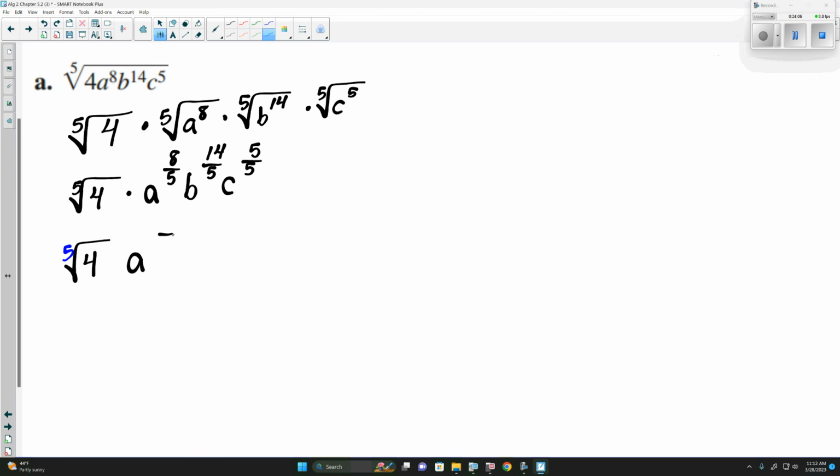So 8/5, how would we rewrite this as a mixed number? 1 and 3/5. 8 is the numerator, and we can see how many groups of 5 we can remove from it. If we subtract 5 from 8, we get 3. Can we subtract 5 again? No. So we have one whole group that comes out, and we have 3 left over. So we have 1 3/5.